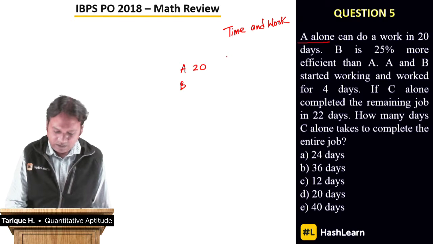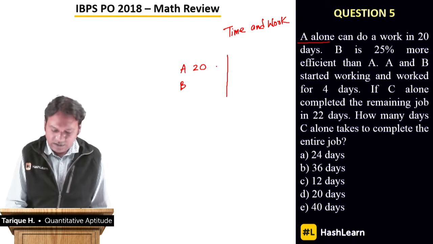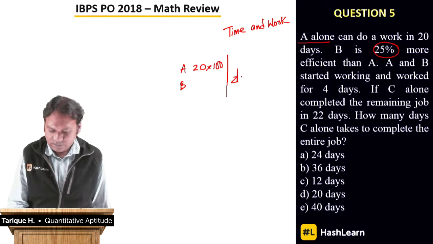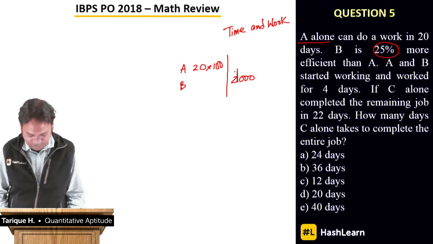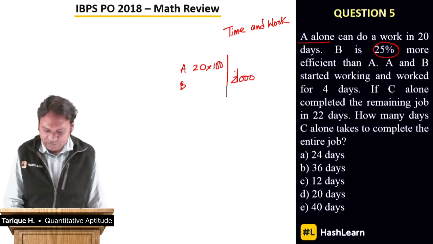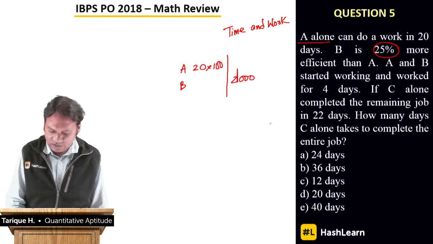Let's take A's efficiency, because we're talking percentage here. If you want, you can take A's efficiency as 100. So A's efficiency is 100. I can multiply these two values and say that let the total work be 2000. This is one of the ways of approaching the question. There are different methods, and I am just taking one of them. You can solve in so many other ways also.